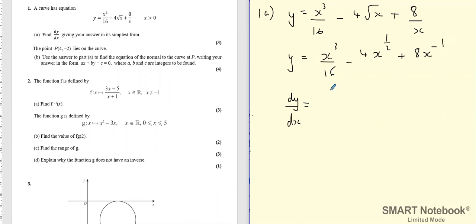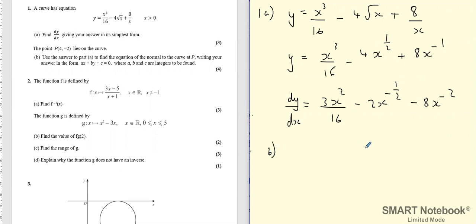So when I differentiate that, multiply the power down and take 1 away from the power. In doing so, we get 3x squared over 16 minus a half times by 4 is 2, so we get 2x to the power of minus a half. And positive 8 times by negative 1 is negative 8x to the power of minus 2. So there we have dy by dx.